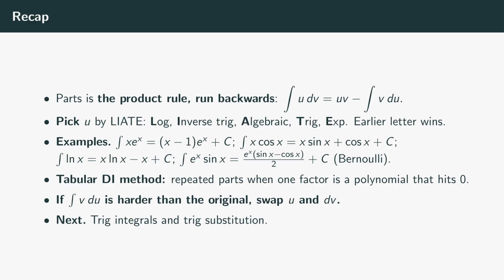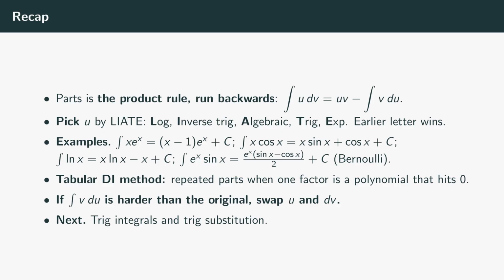x e to the x integrated to quantity x minus 1 times e to the x. x cosine x integrated to x sine x plus cosine x. The lonely natural log of x, treated as the natural log of x times 1, integrated to x times the natural log of x minus x, the classic. And e to the x times sine x, via Bernoulli's 2 rounds and solve trick, gave e to the x times quantity sine x minus cosine x over 2.